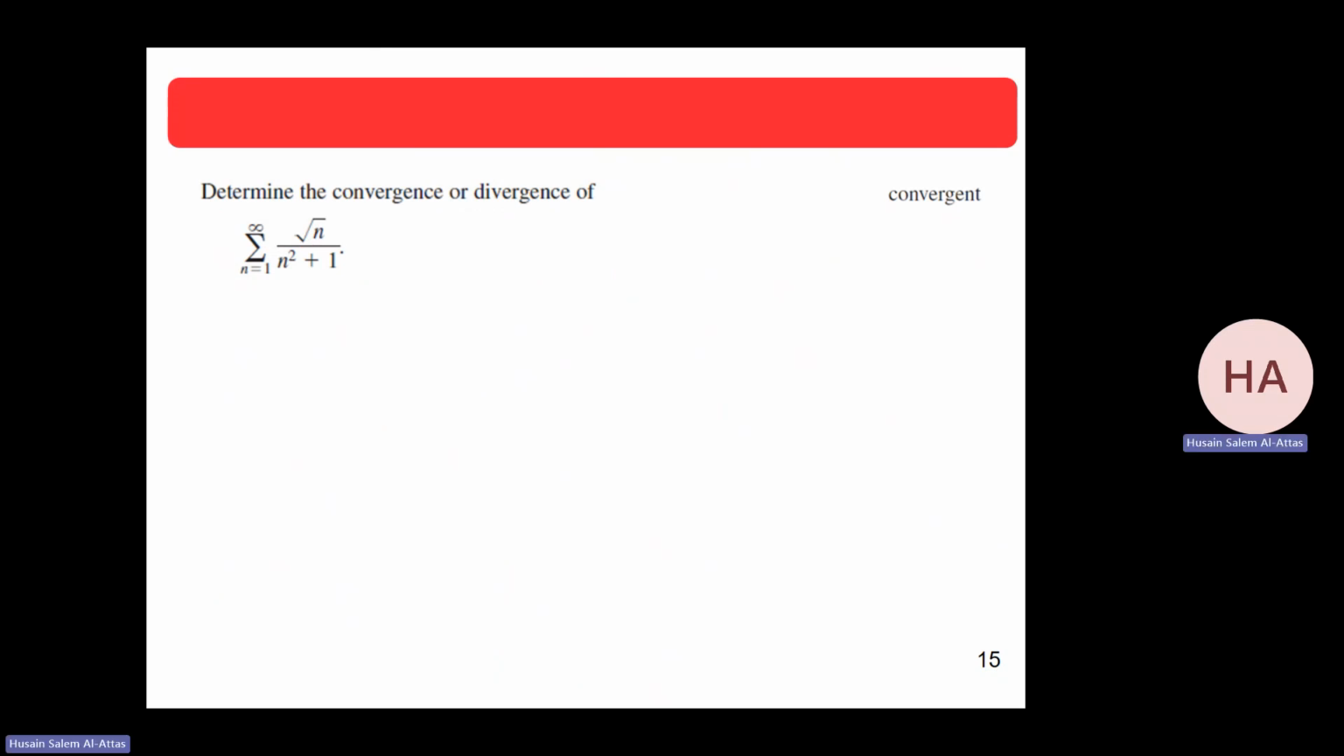This one, what will be my comparison series? Right away, what will come to my mind? Make the comparison series. I take the power, square root of n over n squared. And that is what? I have n to the power half, 1 over n to the power 3 over 2. So it's a p-series, it converges, since p equals 3 over 2.